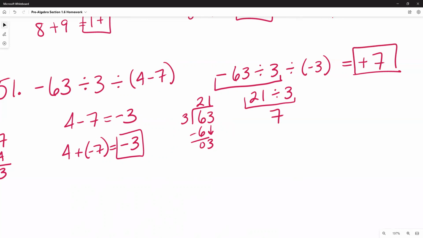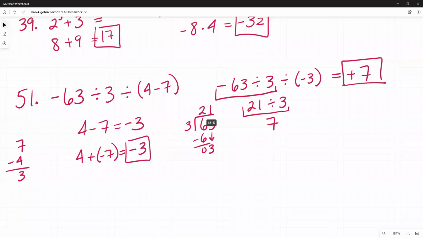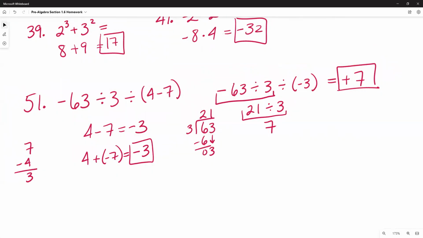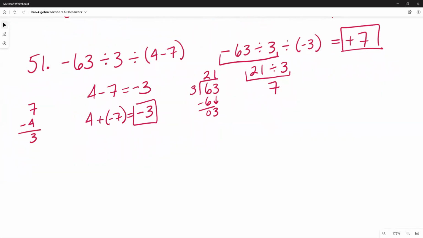And it's positive, so you can always erase the positive sign if you need to. It's a lot of steps, yes.